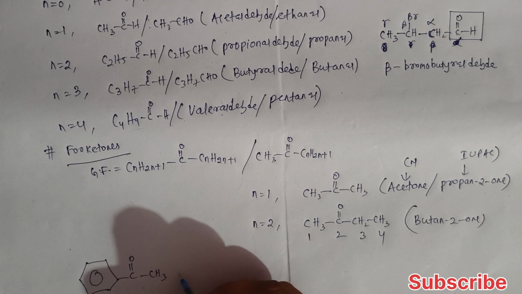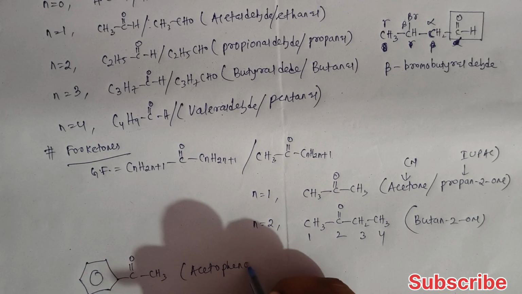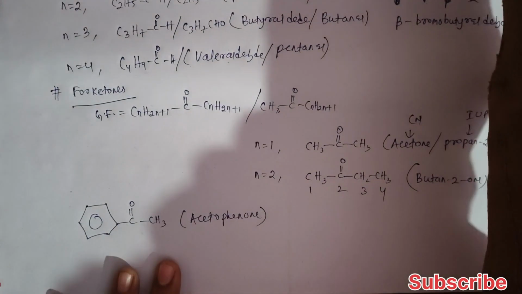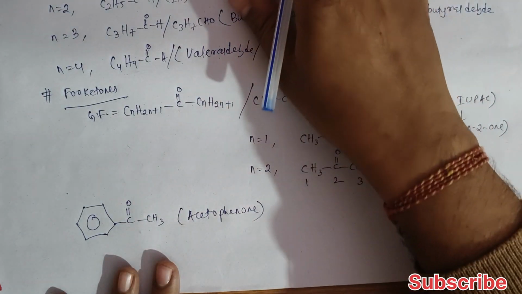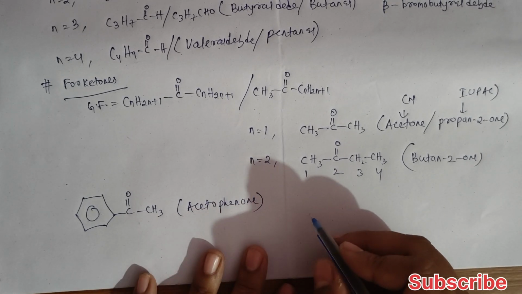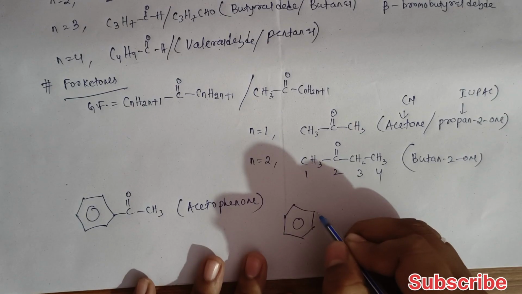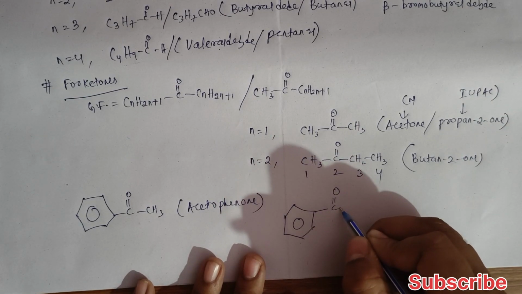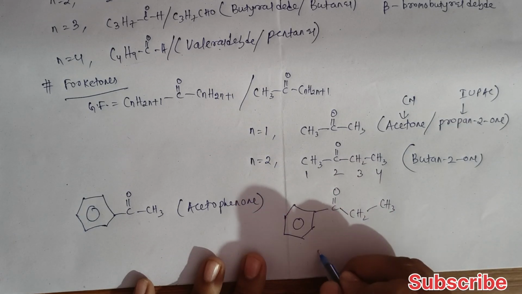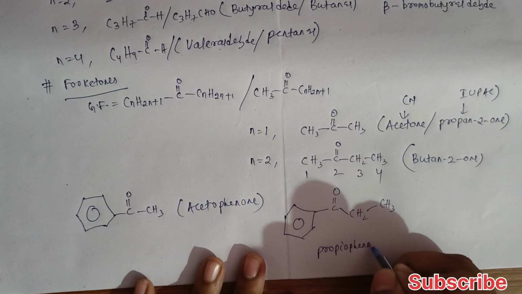This is called as what? Acetophenone. Its common name is acetophenone. Are you all getting my point? This compound's common name is what? Acetophenone. Clear? Like this, if I take benzene and C double bond O, then CH2, then CH3, this is called as propiophenone. So how can you write its common name?